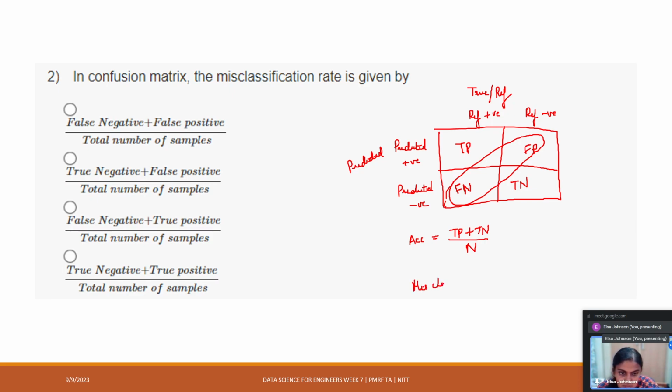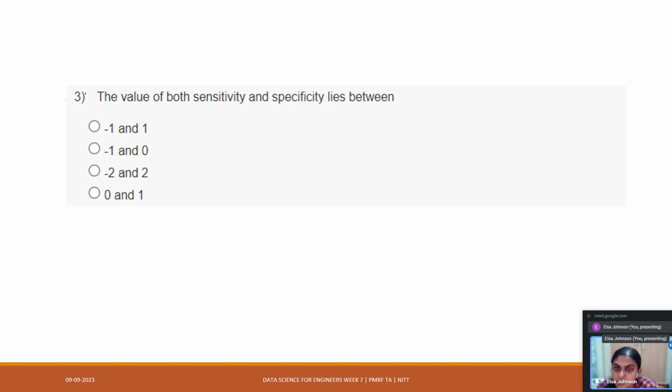Misclassification rate is that what all are misclassified. So misclassification is FN plus FP, that is false negative plus false positive, by the total number of samples. Yes, that is true. Everyone has given the right answer. Now the value of both sensitivity and specificity lies between.